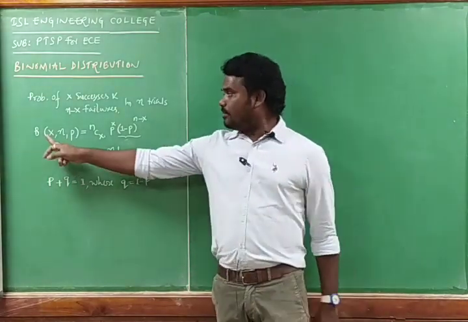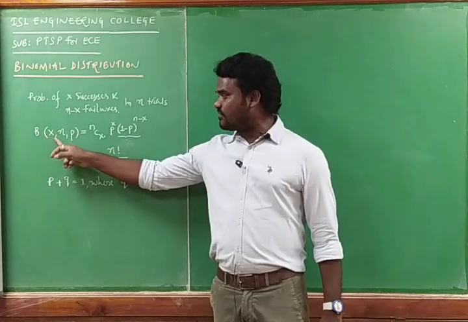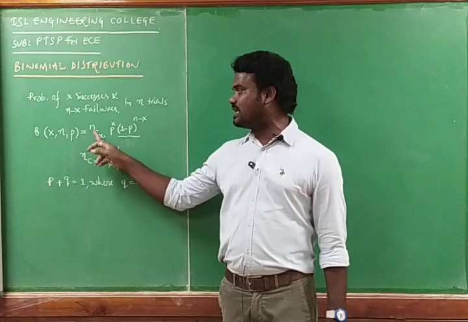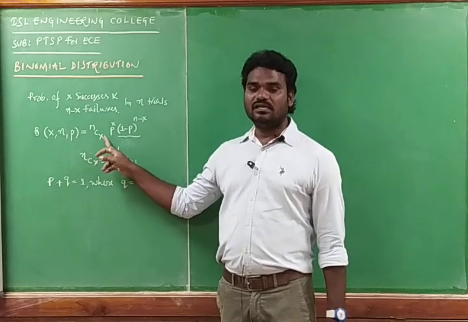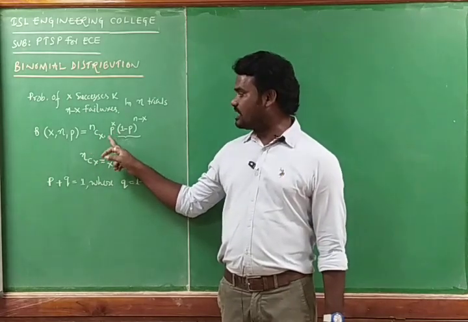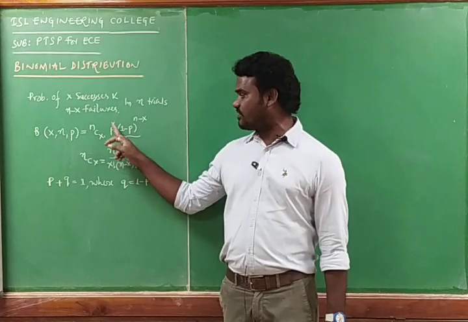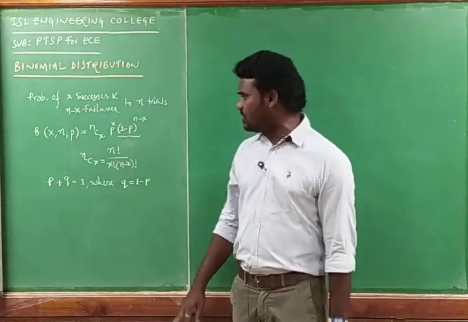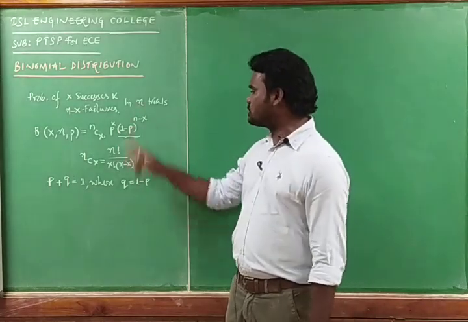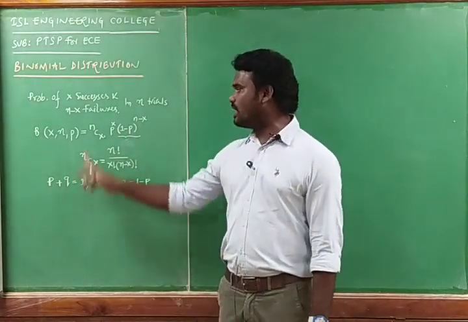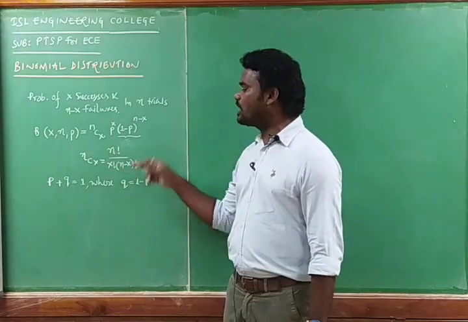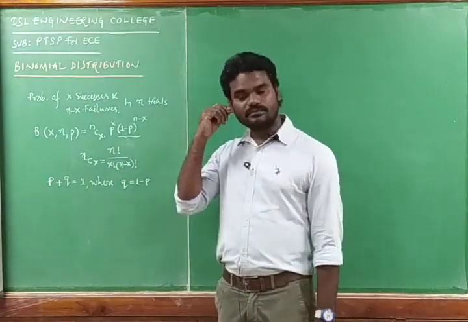Here the binomial distribution of x comma n comma p is equal to nCx, where n is the number of trials, x is the number of successes, the probability of getting the success is p to the power of x, and 1 minus p is the probability of getting the failures, to the power of n minus x, where nCx is n factorial by x factorial into n minus x factorial.